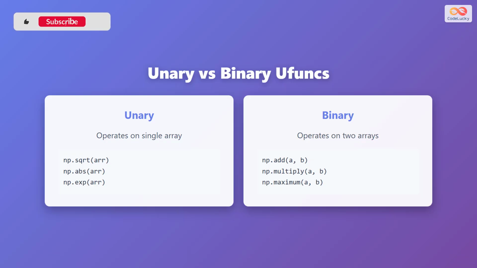Universal functions come in two main types. Unary Ufuncs operate on a single array. Examples include NumPy.sqrt, which computes the square root of each element, NumPy.absolute for absolute values, and NumPy.exp for exponential calculations. Binary Ufuncs operate on two arrays simultaneously. For instance, NumPy.add combines two arrays element-wise, NumPy.multiply performs element-wise multiplication, and NumPy.maximum returns the element-wise maximum between two arrays. Understanding this distinction helps you choose the right function for your specific needs.